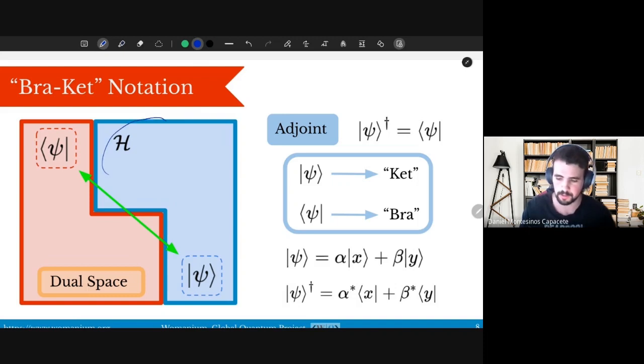So you have your Hilbert space here represented in blue, and here you have your cats, right? Your kets, in plural. So you can define the dual space. And this is related with what I have said before about linear functionals. And linear functionals can also make a vector space.